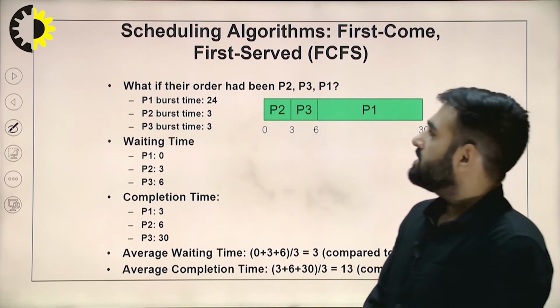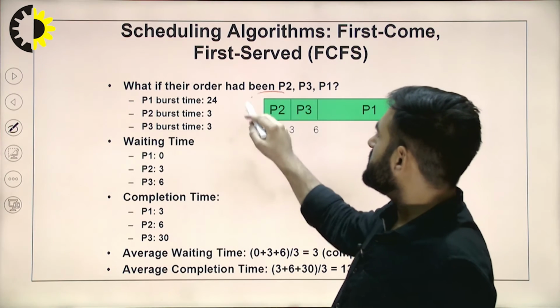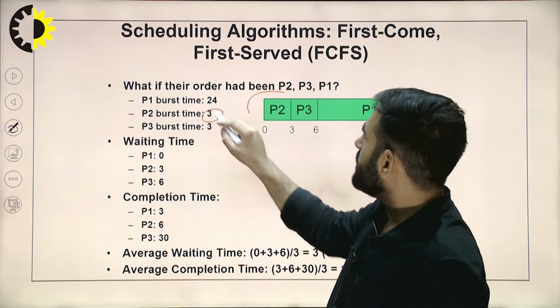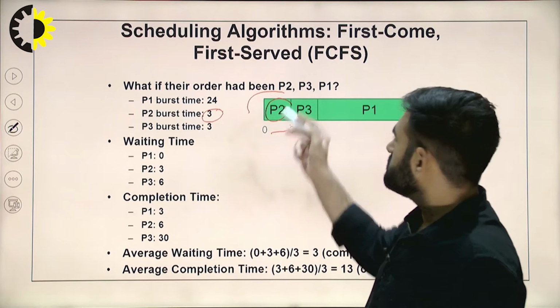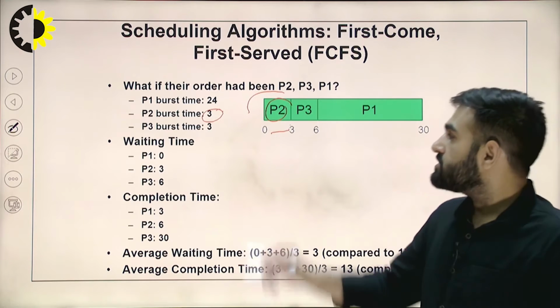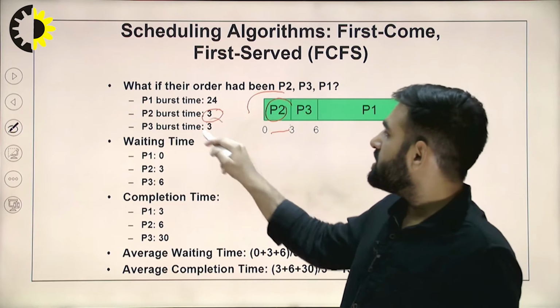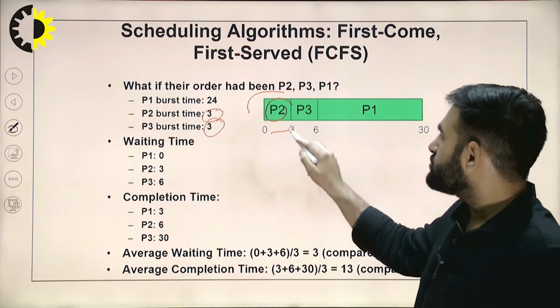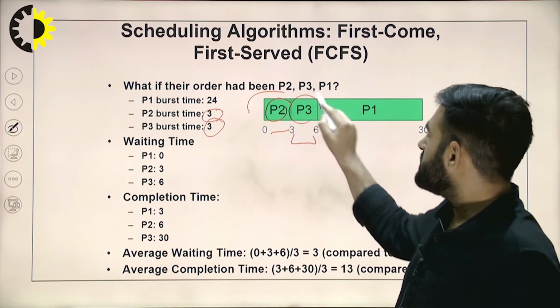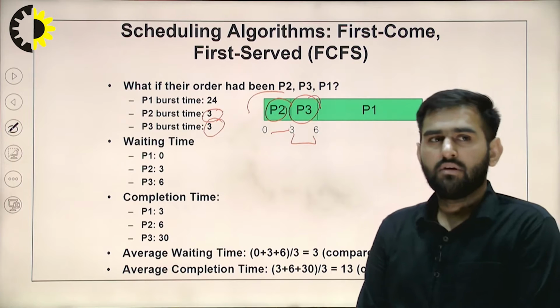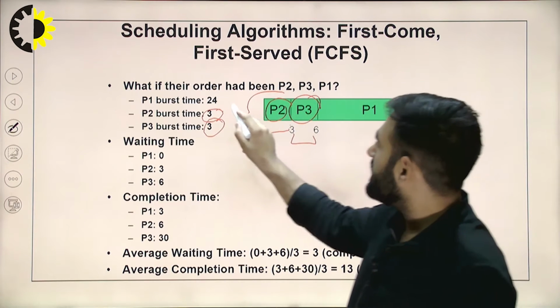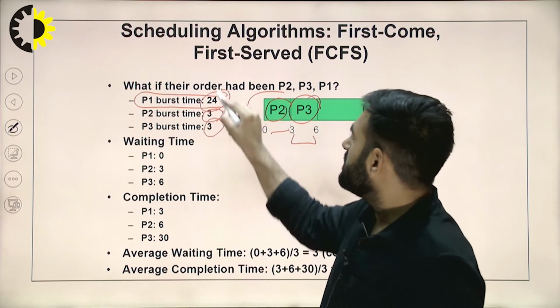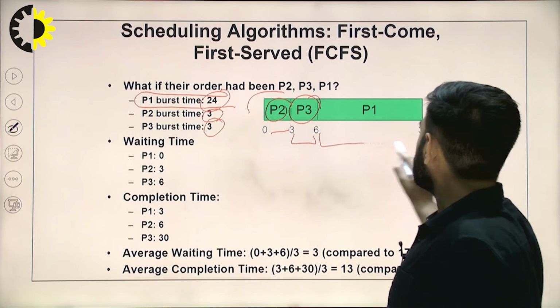See, P2 came first with a burst time of 3. For the next 3 seconds the CPU will be given to P2. Next P3 came, burst time is the same, 3. For the next 3 seconds, from 3 to 6, it is given to P3. Now for the next 24 seconds, because at last P1 came with the burst time 24, it is 6 to 30.